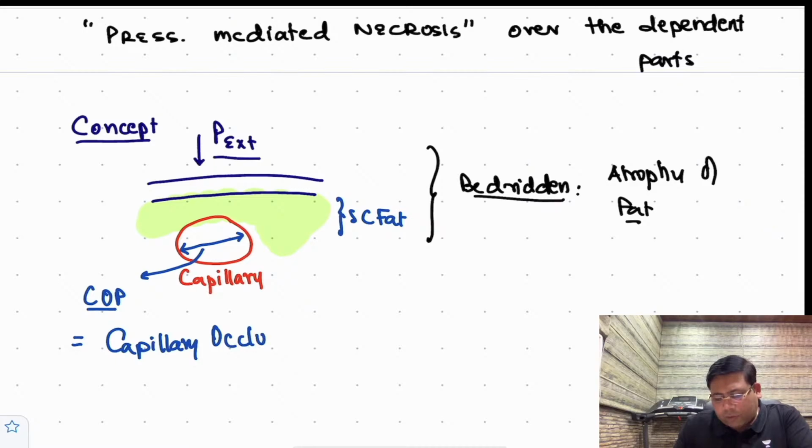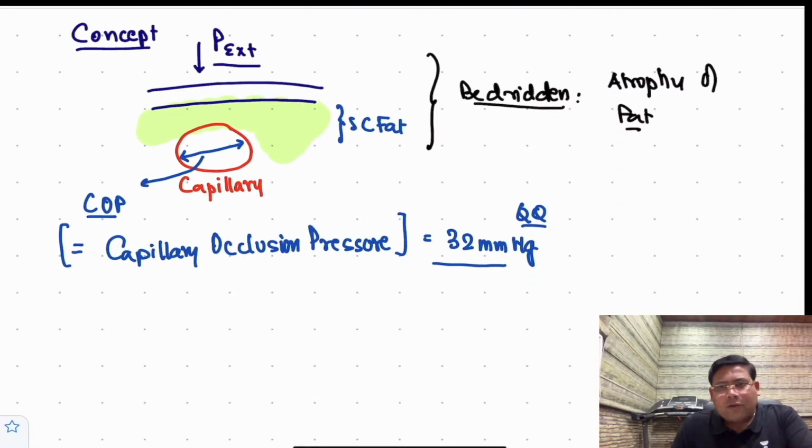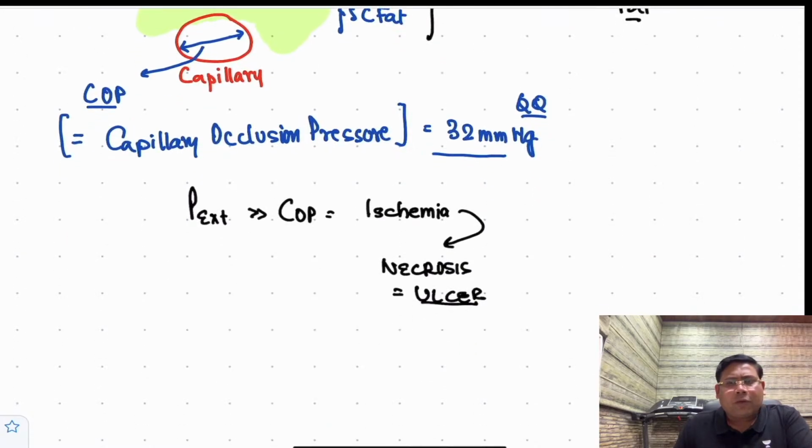What is capillary occlusion pressure? You can say this is the pressure required to collapse the capillary, and this is somewhere around 30 to 32 mmHg, and this is again a question. So 30 to 32 mmHg of pressure is required to collapse it. Now wherever the P external is more than COP, there will be what, students? Collapse of the capillary, and therefore there will be ischemia, and ischemia will lead to what? Necrosis, and this necrosis will ultimately cause what? Ulcer. And this is a very simple concept.